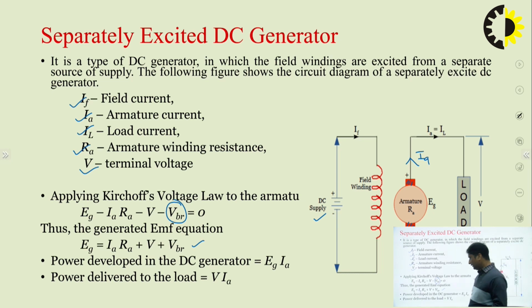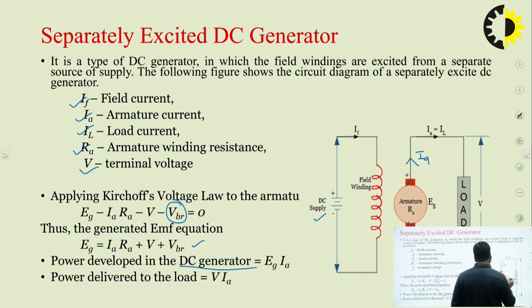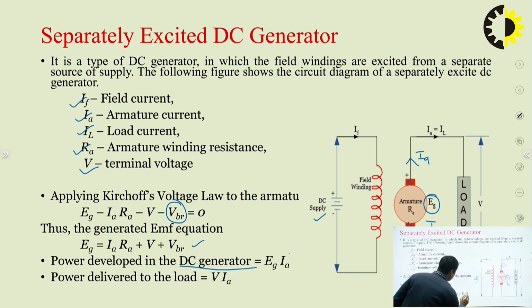So the two terms are here: the power developed in the DC generator. How much power is developed actually? The power developed in the generator, if you see the armature, the voltage is EG and the current is IA. IA is flowing like this. So EG into IA is the power developed in the generator. It's the multiplication of the generated voltage and the current flowing through the armature, which is IA.